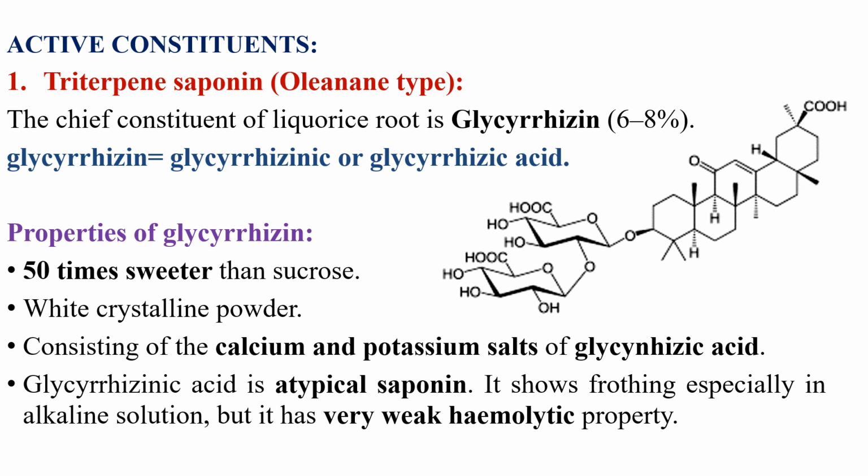But fortunately, glycyrrhizin is called an atypical saponin because it can cause froth like most saponins when shaken with water, but it doesn't cause hemolysis of the RBCs, or red blood cells, or we can say it has a very weak hemolytic property. So we can use it as an intravenous injection, as we will see later in the part of uses. So this is a very good property of glycyrrhizin, making it favorable over other saponins.